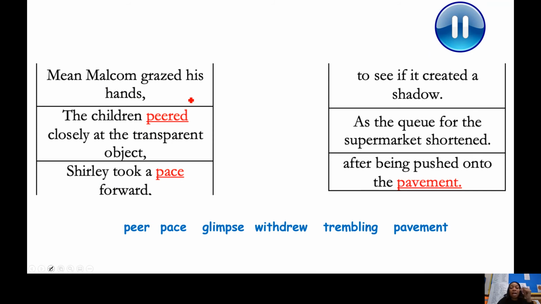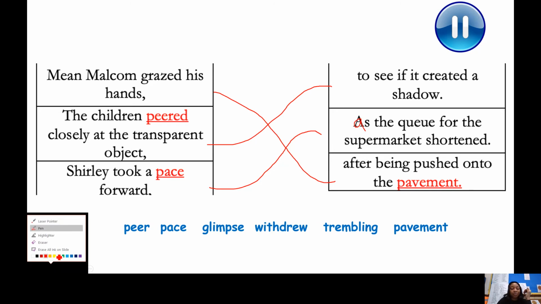Mean Malcolm grazed his hands after being pushed onto the pavement. The children peered closely at the transparent object to see if it created a shadow. And lastly, Shirley took a pace forward as the queue for the supermarket shortened. Sorry, I don't know why that's capitalized. There we go. Fantastic. Hopefully you got those right at home. If not, you need to keep practicing your vocabulary words so you can get the hang of that.